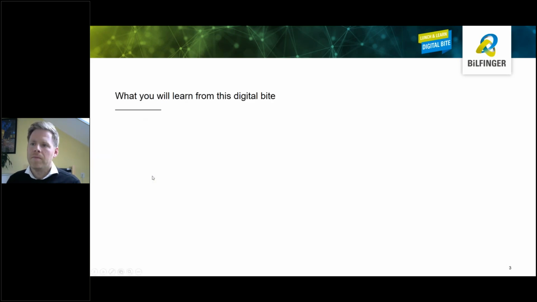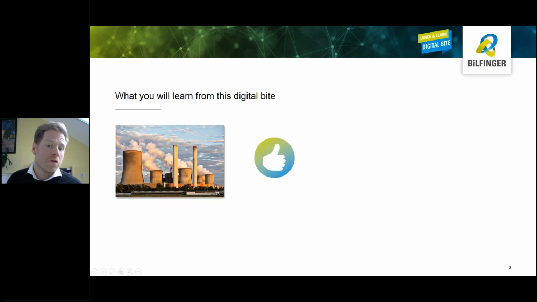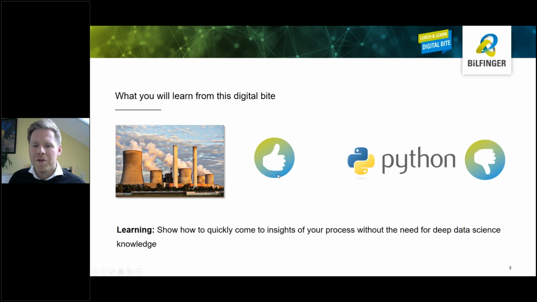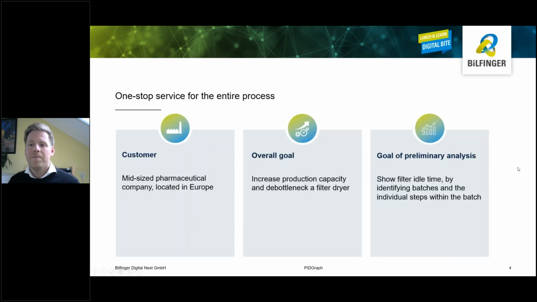And this is what you will learn from it. Maybe it's good to know that I have worked in the process industry for 7 years now, so I have a good understanding of the different processes. However, my data science skills are limited. So I want to show that when you have process data available, you can still easily and quickly come to insights of your process without the need for deep data science knowledge. And I will describe this with a use case. It's something we did last year.